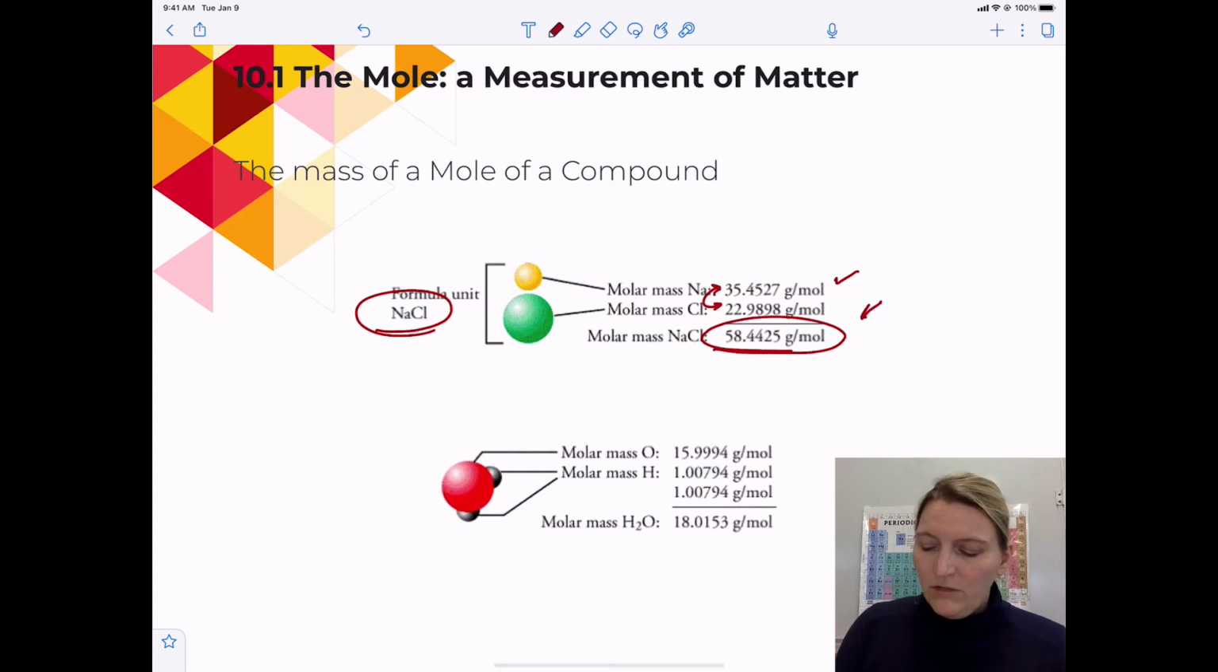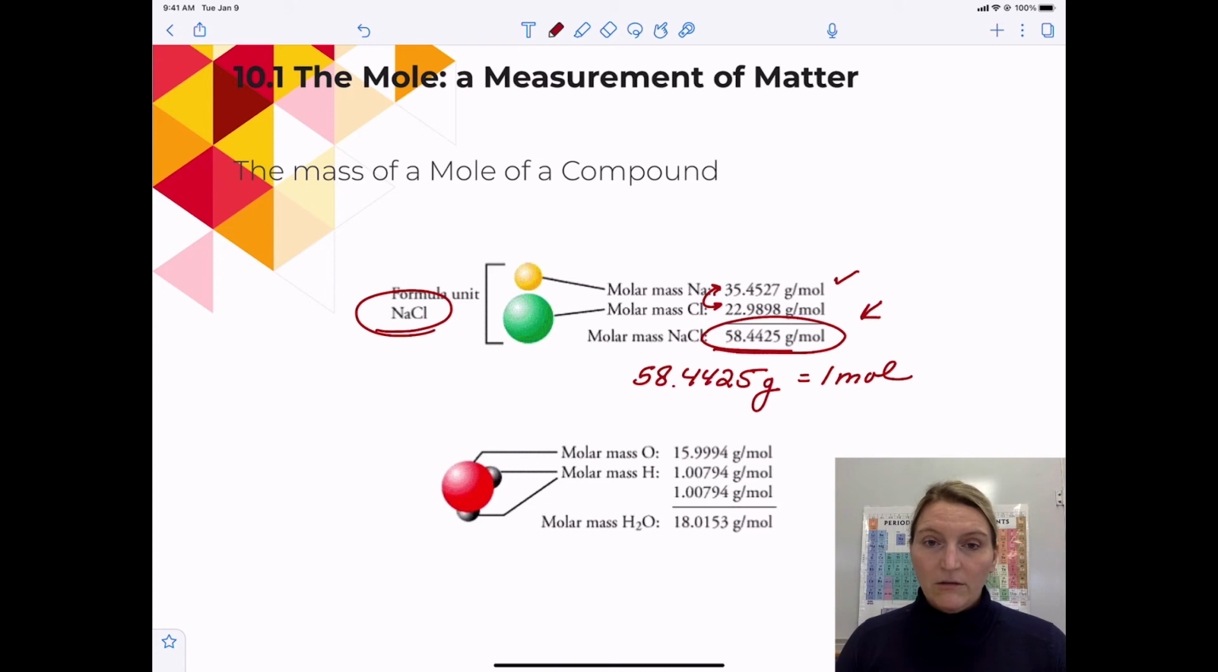You can see the units here, grams per mole, because what that means is 58.4425 grams would be equal to 1 mole of salt. You can see the same thing is done with water over there. You add up 1 oxygen and 2 hydrogen, and you get 18.0153 grams per mole, or 18.0153 grams of water equals 1 mole of water.